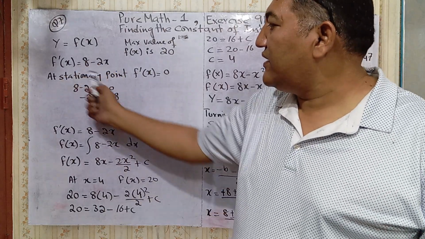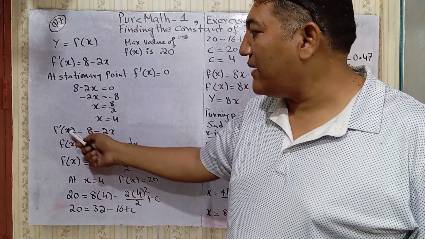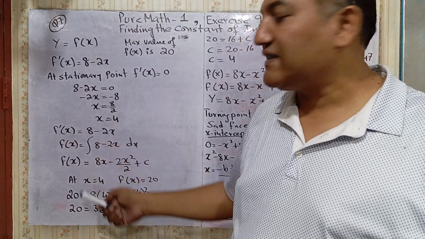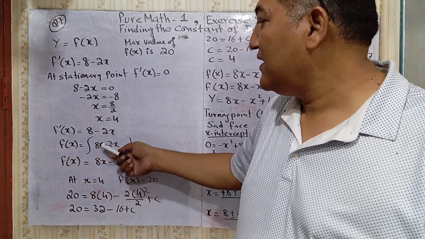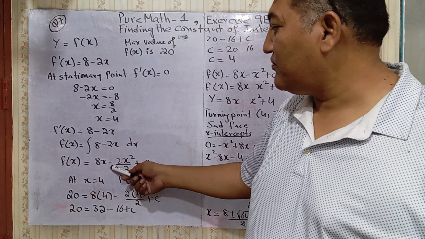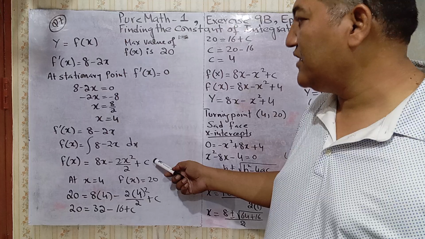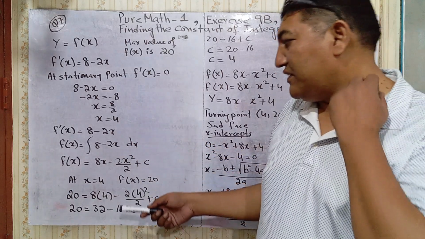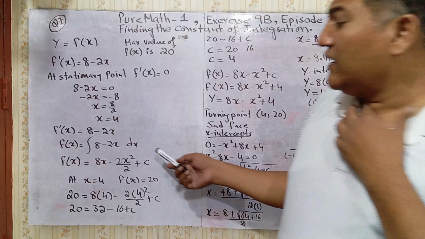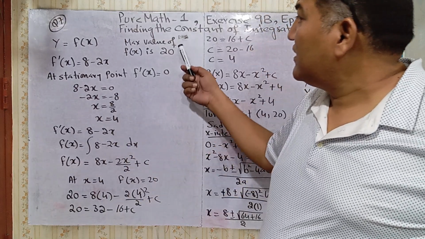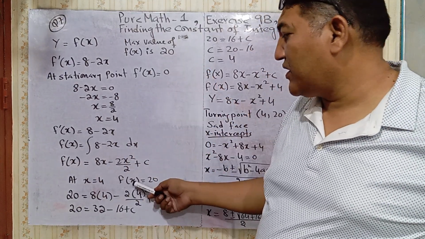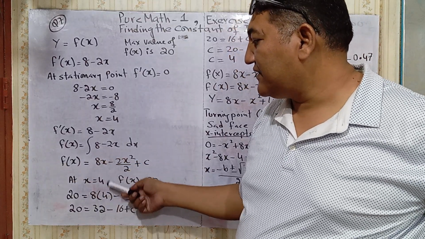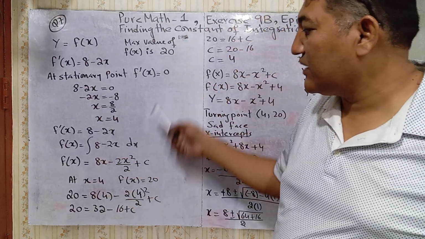So now I will integrate this f prime x, that means the derivative, 8 minus 2x. When I integrate both the sides, this will become simply f of x, and this will become 8x minus 2x squared by 2 plus c. So in the place of x I will put 4, and I know that when x is 4, the value of the function is 20. Okay, and the value of this function will be 20 when x is equal to 4.